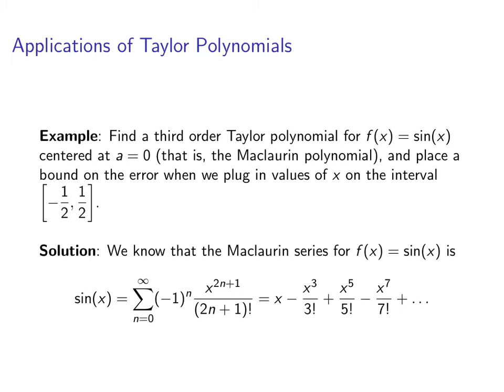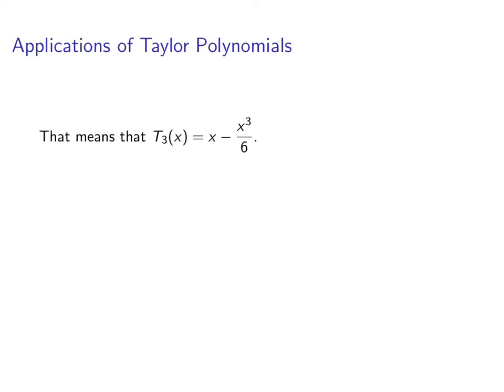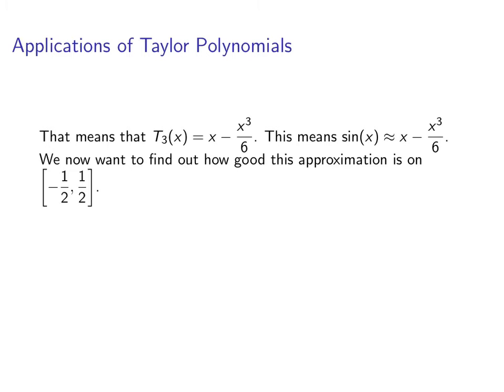Now we're interested in a third order Taylor polynomial, so we want just up to the third degree. So we could say that T3 of x is equal to x minus x cubed over 6. What does this mean? It means that sine x is approximately equal to x minus x cubed over 6. This approximation is pretty good when x is near 0. It becomes less good the farther out you go. Now we're interested in finding out how good this approximation is, at least on the interval from -1/2 to 1/2.